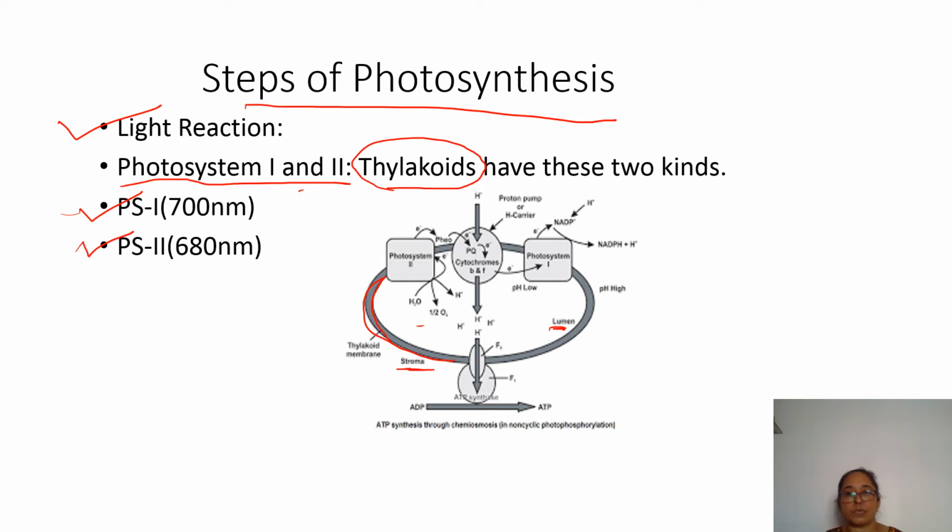Now here you can see this one is photosystem 2 and this one is photosystem 1. Near photosystem 2, cytochrome B and cytochrome F are written. Now what happened? As soon as the light is absorbed by photosystem 2, splitting of water molecules takes place. Here you can see the water molecule splits into oxygen and hydrogen. Hydrogen ions accumulate in the lumen, this lumen part of the thylakoid.